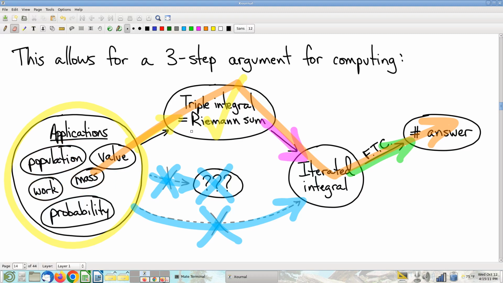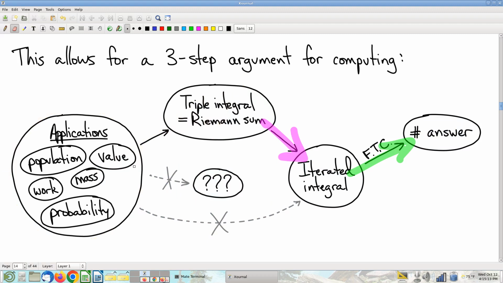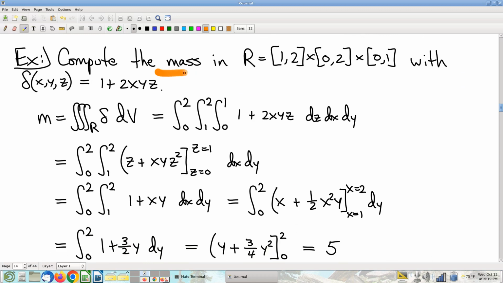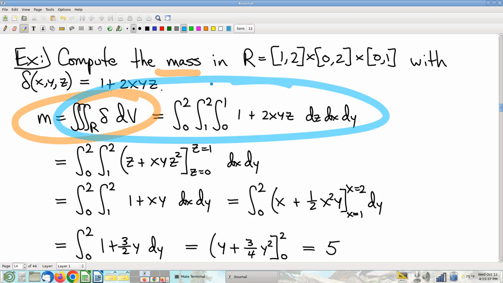All right. So let's see an example. So we're going to compute a mass. We've already talked about how to write masses as triple integrals. So I'm going to say phase one, step one in the compute the mass question is already established. Mass is a triple integral. We argued above that triple integrals are iterated integrals.